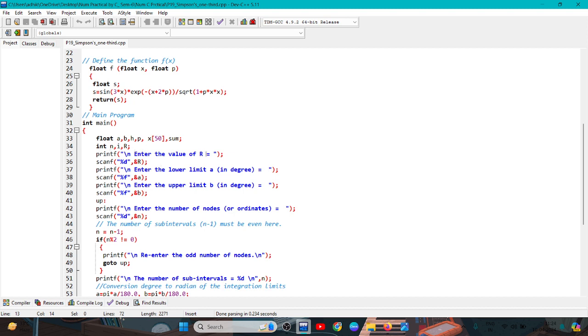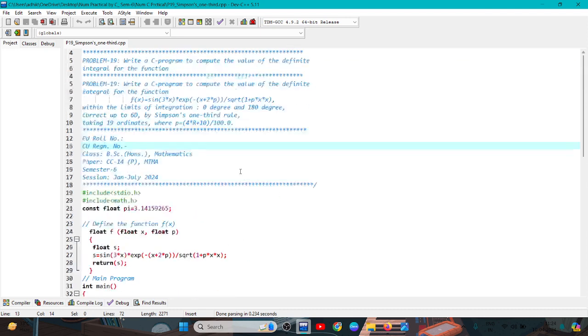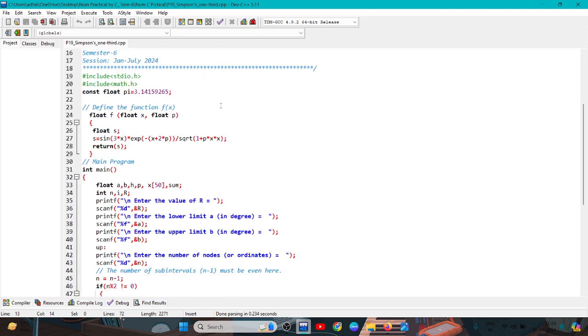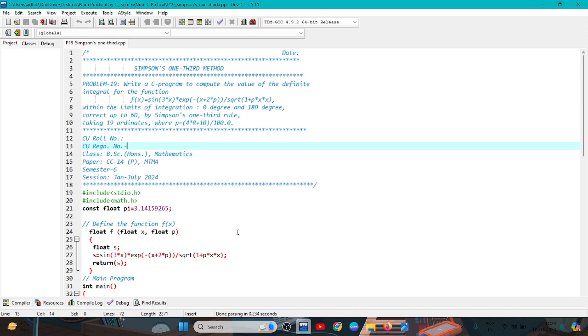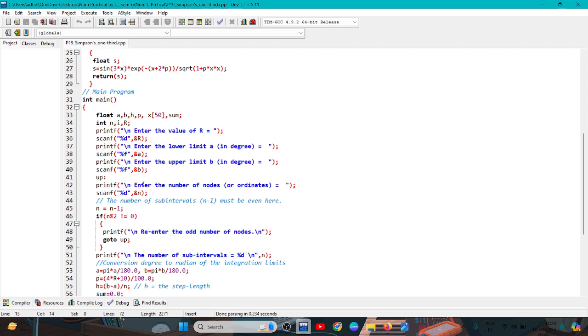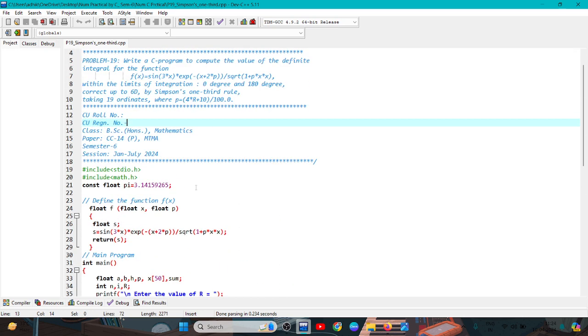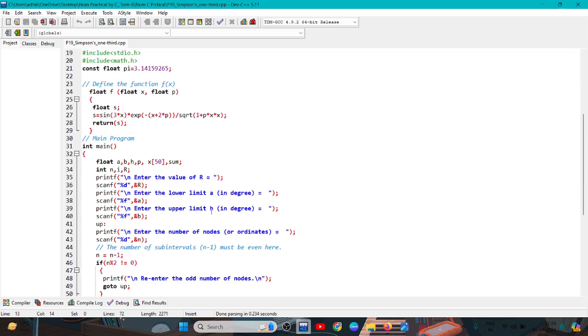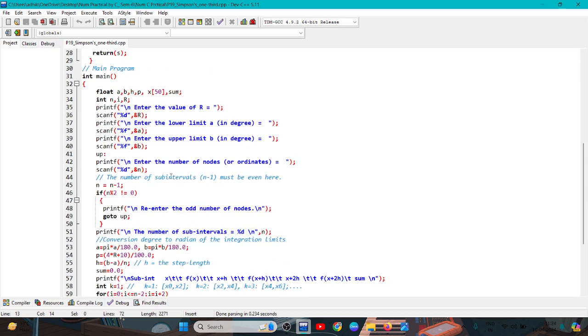Enter the value of r, the last digit of your roll number. Enter the lower limit a in degrees, which is equal to 0 degrees, and enter the upper limit b in degrees, which is 180 degrees. Now enter the number of nodes, that is, ordinates. Here ordinates equal 19, so n equals 19.